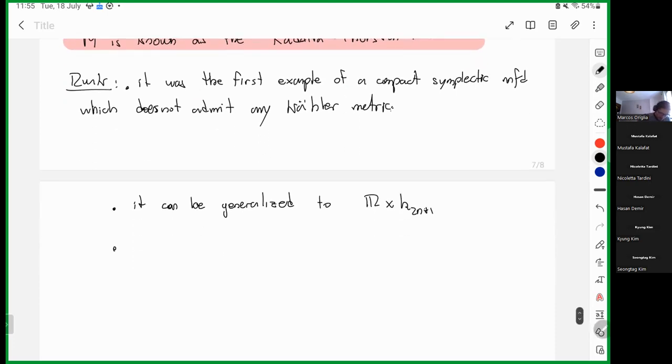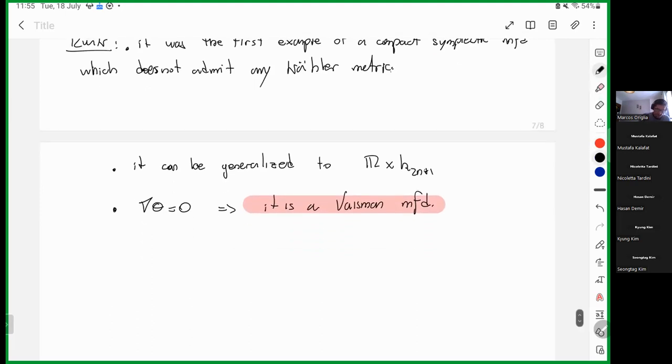And our example also satisfies the property that the Lee form is parallel. So actually, it's not just an LCK structure. It is a Vaisman structure. It's a Vaisman manifold. The example we saw is a Vaisman manifold.